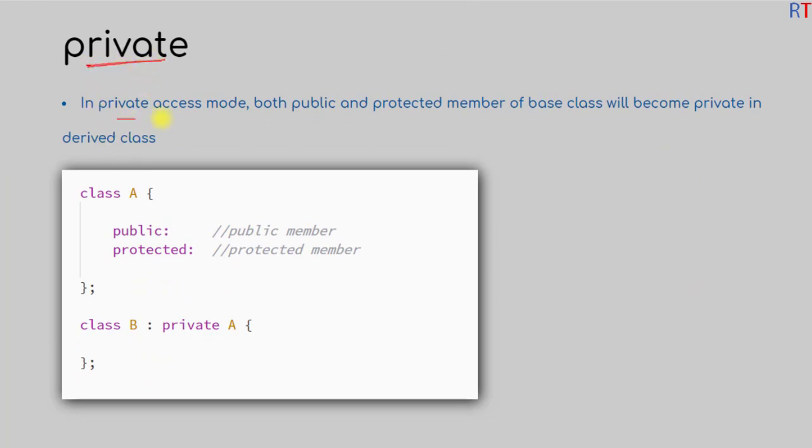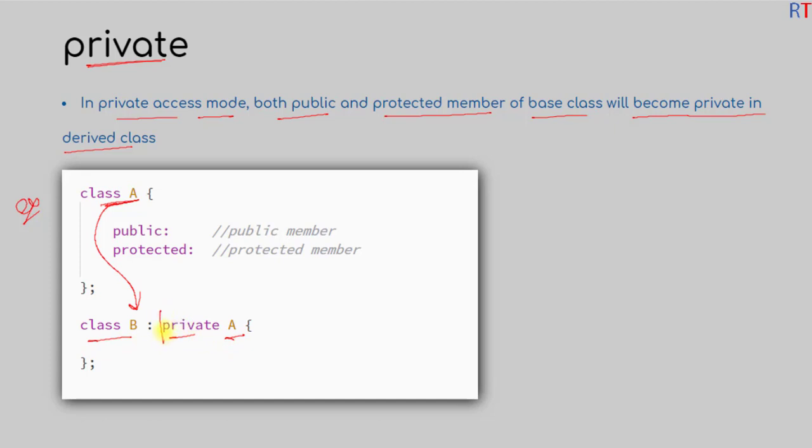In the private access mode, both the public and the protected member of the base class will become private in the derived class. For example, here we have one parent class A and we are inheriting property of the parent class in the child class B through the use of private access mode.